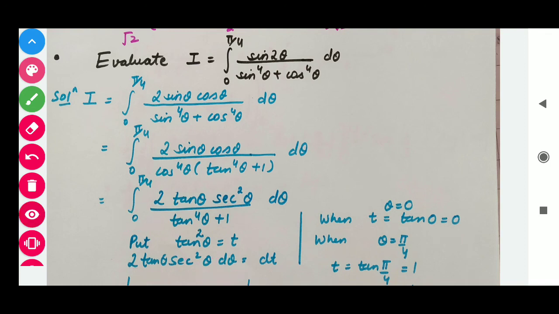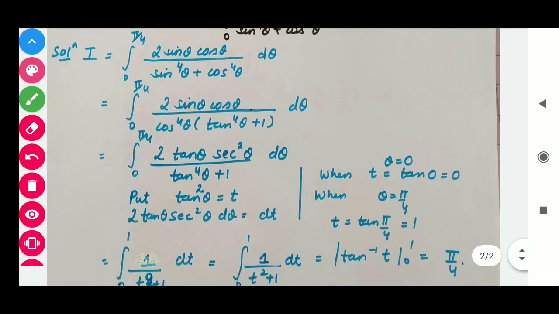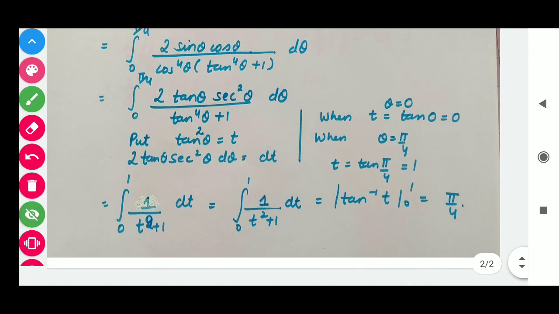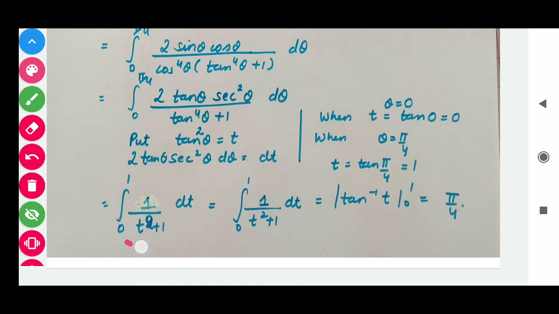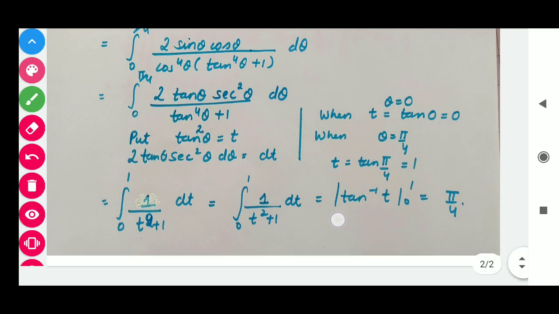Now put theta equals pi by 4. In this way we get t equals tan 45, and tan 45 is 1. So by using these limits 0 to 1, this becomes complete dt. So here we write dt 1 over t square plus 1. This is the formula of tan inverse t. Now by putting the upper limit minus lower limit, in this way we get tan inverse 1 minus tan inverse 0, and we know that 1 is equal to tan 45. In this way our answer becomes pi by 4.